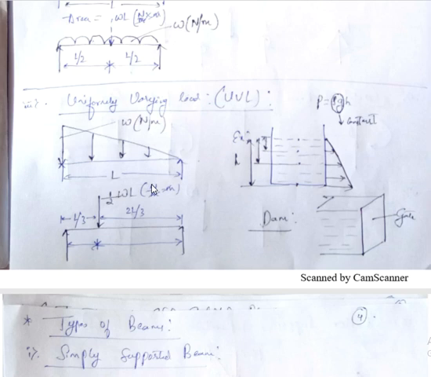Then the second question is where this point load will be acting. Again this point load will be acting at the centroid of the triangle. Just like in UDL, where the point load acts exactly at the center of the rectangle, here also the point load will be acting at the centroid. For a triangle, the centroid distance from one end will be L by 3, and from the other end it will be 2L by 3.